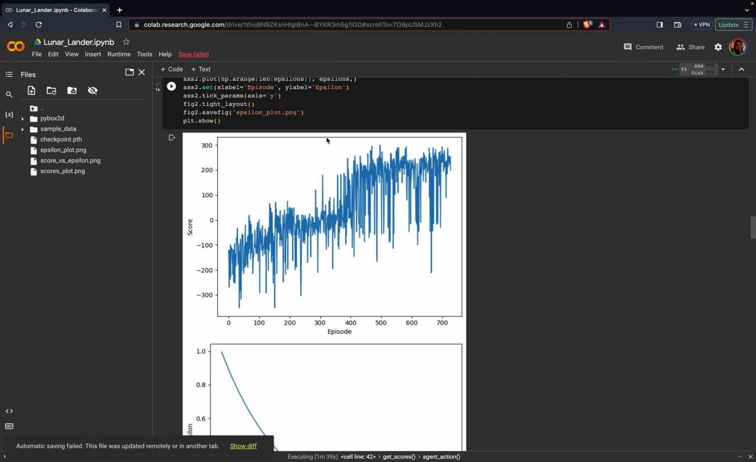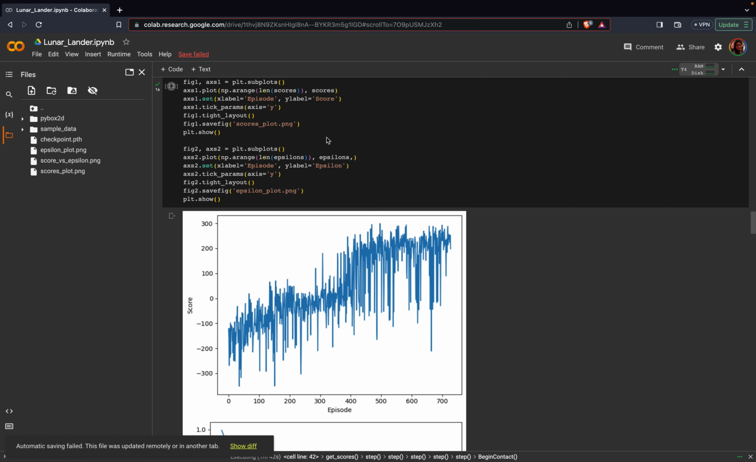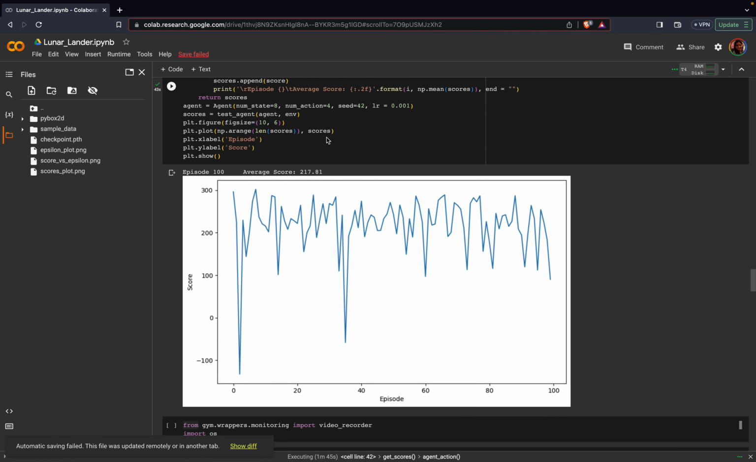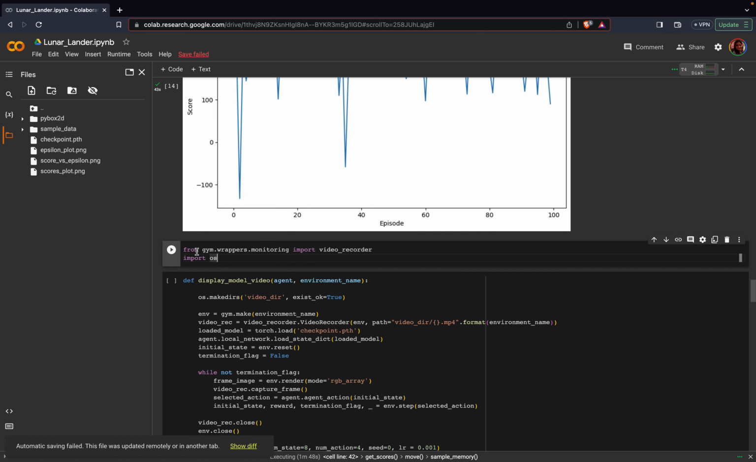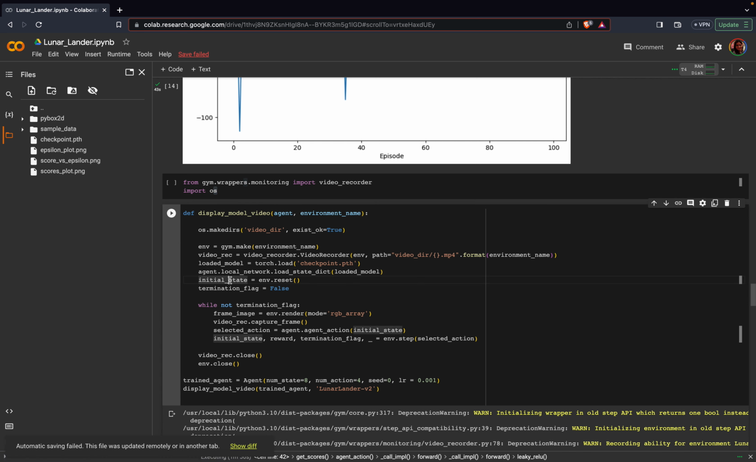So once that is all done, I took a video snapshot of that as well. For that, I used gym.wrappers.monitoring, and I imported the video recorder from that, and os as well. I took the trained agent, called the agent name and passed in everything, right? I took the trained agent and the environment and passed them to display model video. What it does is create a whole video for the lunar lander, and it is actually based on the neural network that you train yourself.